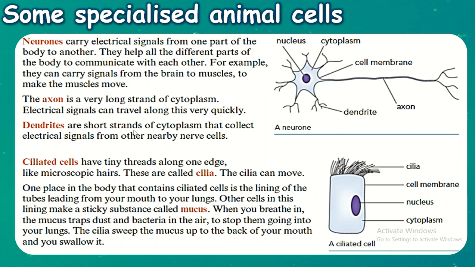Dendrites are short strands of cytoplasm that collect electrical signals from other nearby nerve cells. Now you can see these are dendrites. They collect the electrical signals.